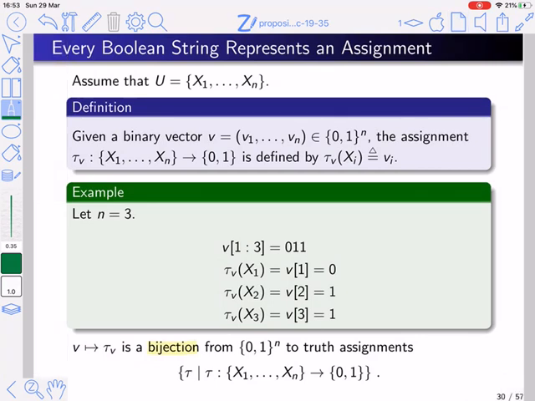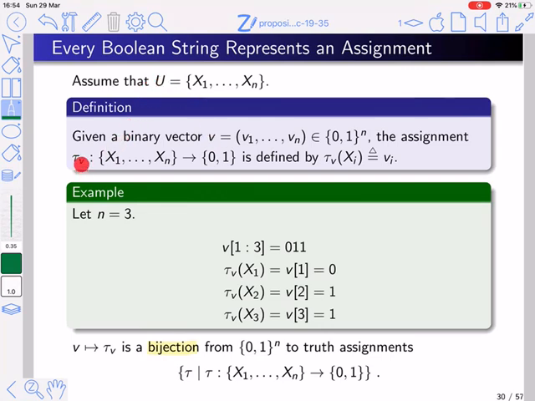Now, assume that the set of variables is x1 up to xn. Our goal is to view a truth assignment over these variables as a Boolean string and vice versa. Good. So let's present the following definition. Consider a binary vector v that consists of n bits, v1 up to vn. Use this binary vector to define a truth assignment over U.